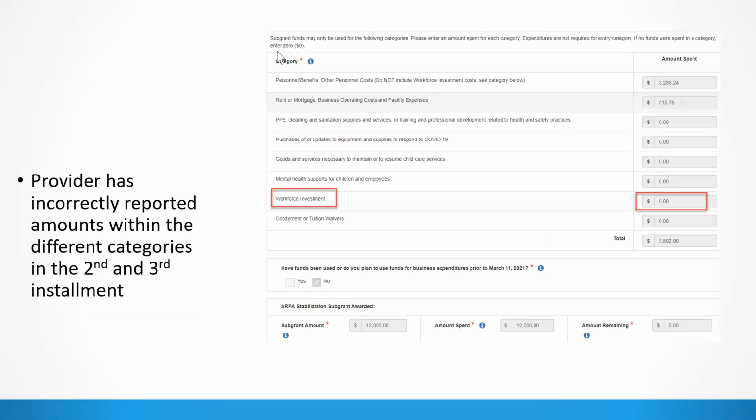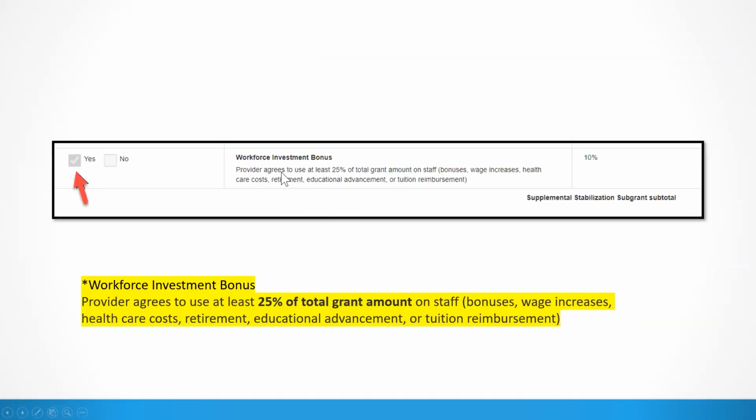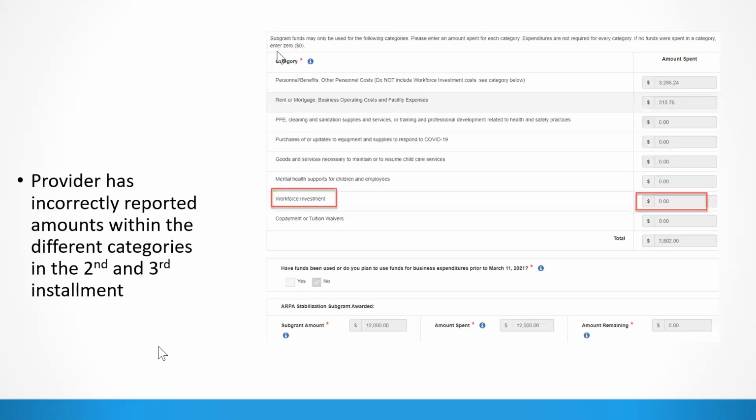What about if I reported everything under the second and third installment, but now I notice that I didn't report it correctly? For example, I checked in my application that I was going to provide bonuses under the workforce. I put yes. For this reason, I got a 10% extra. And the workforce investment says that the provider agrees to use at least 25% of the total grant amount on things like bonuses, wage increases, etc. So in this case, I was awarded $12,000, and I spent the $12,000.